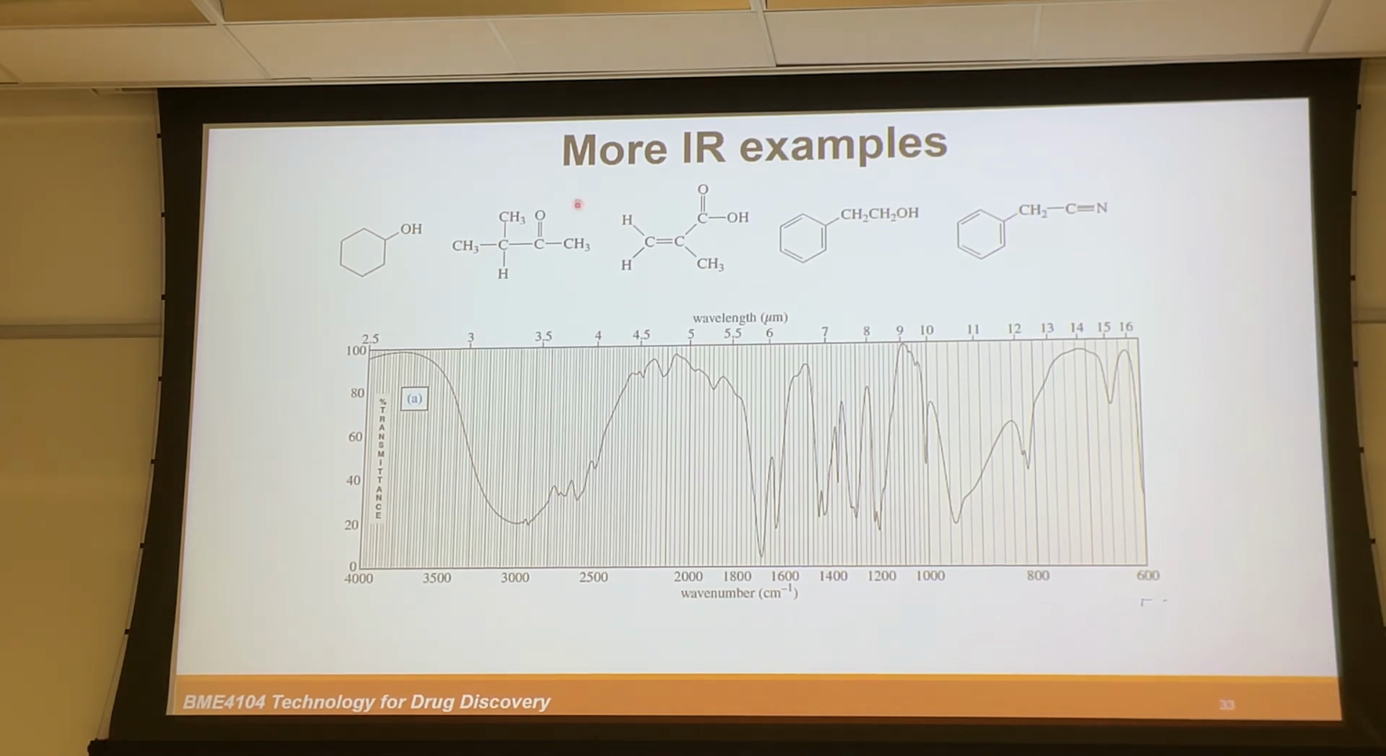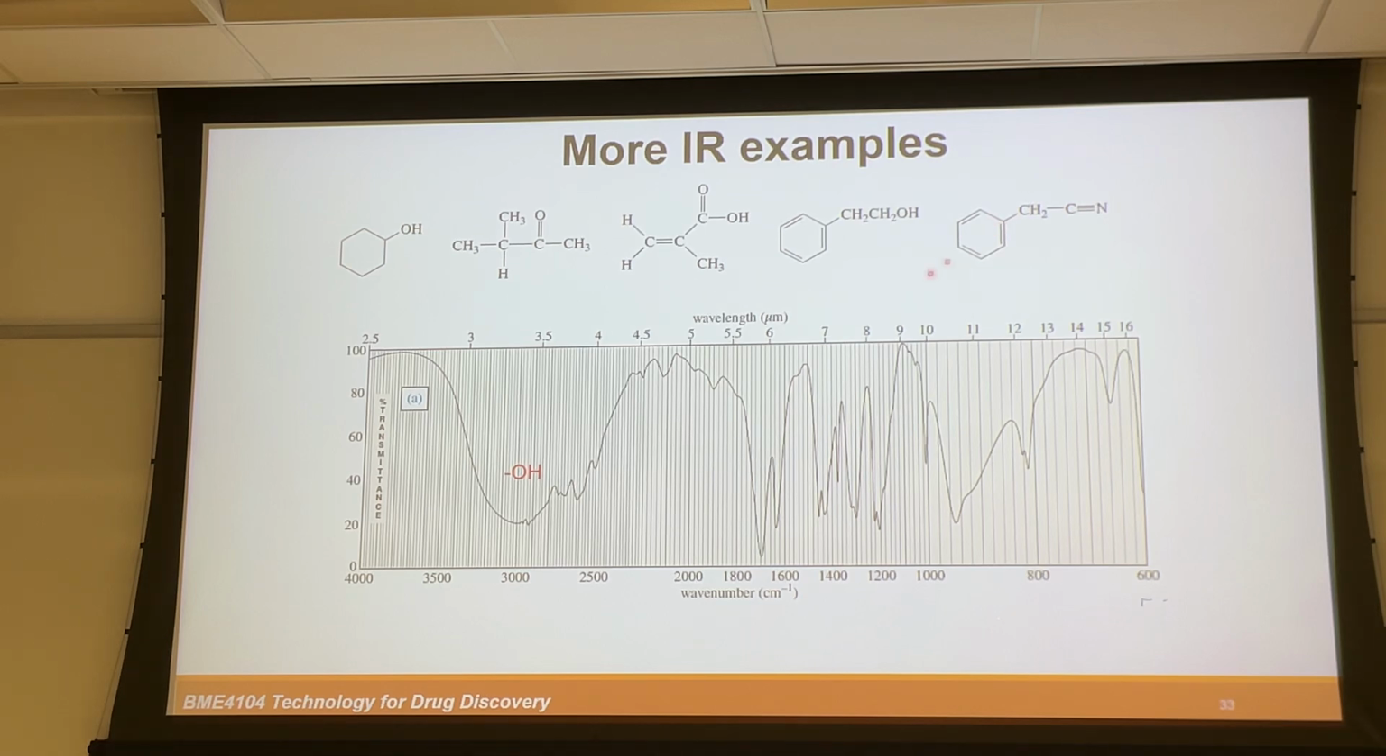Once you look at this spectrum, the first thing you notice is this very broad peak at 3000. This corresponds to an OH stretching. So we can eliminate any molecules that don't have an OH. Basically, this one and this one don't involve an OH group, so it cannot be either of these two.